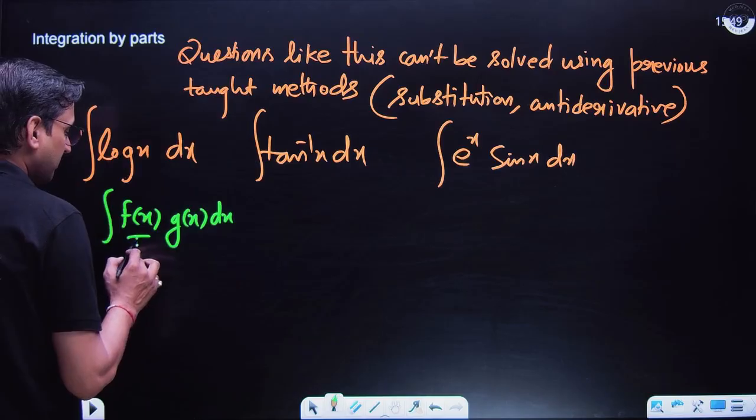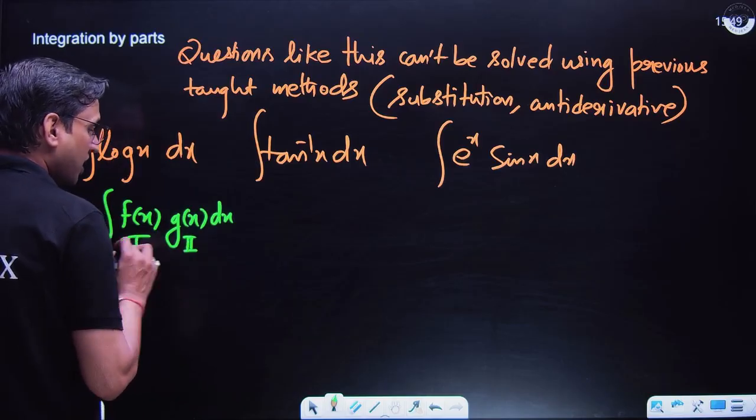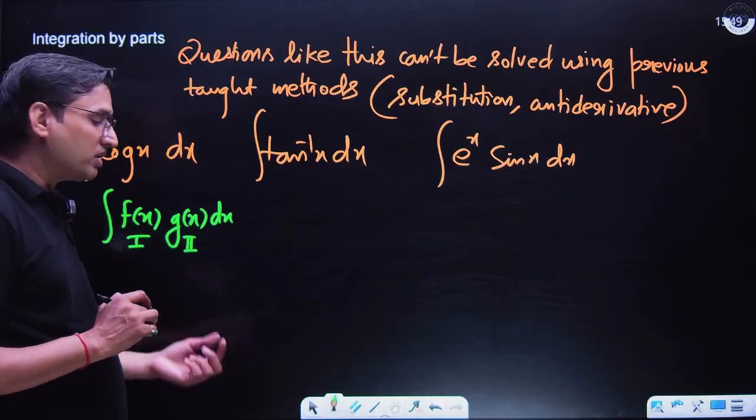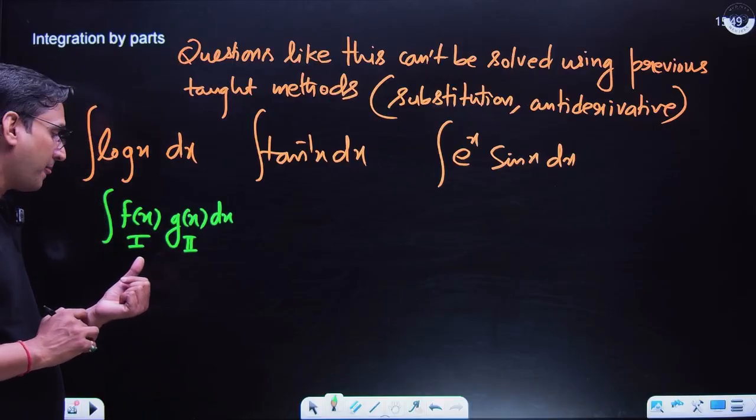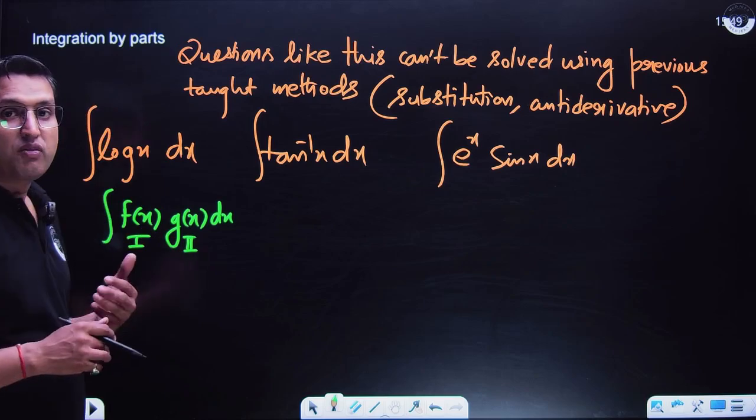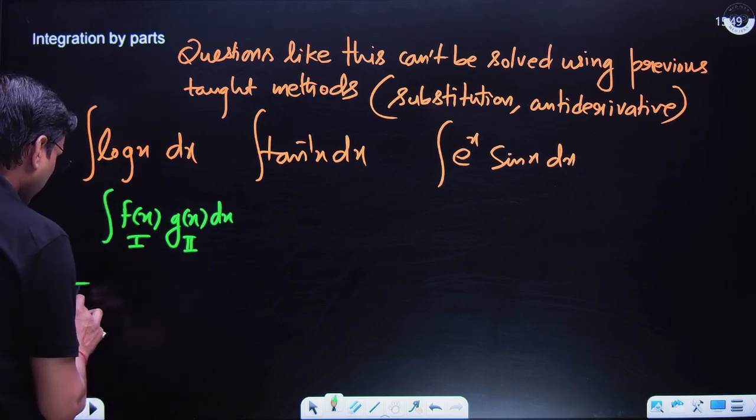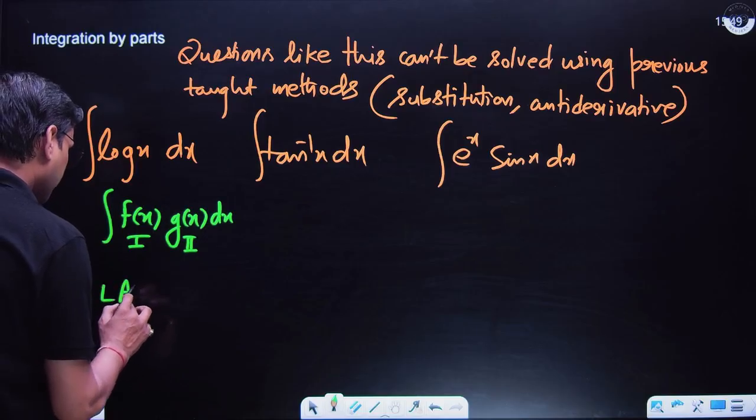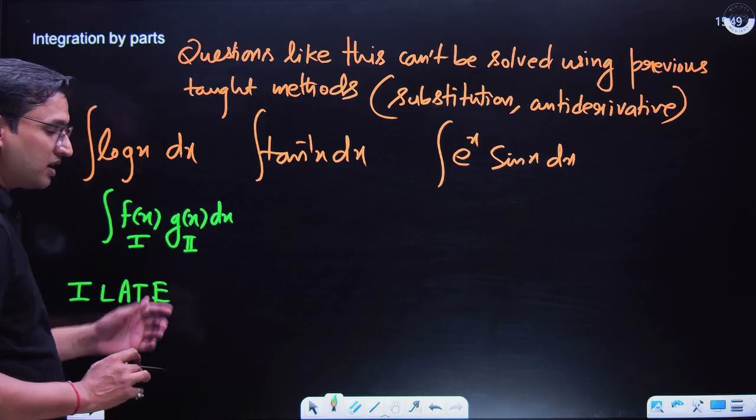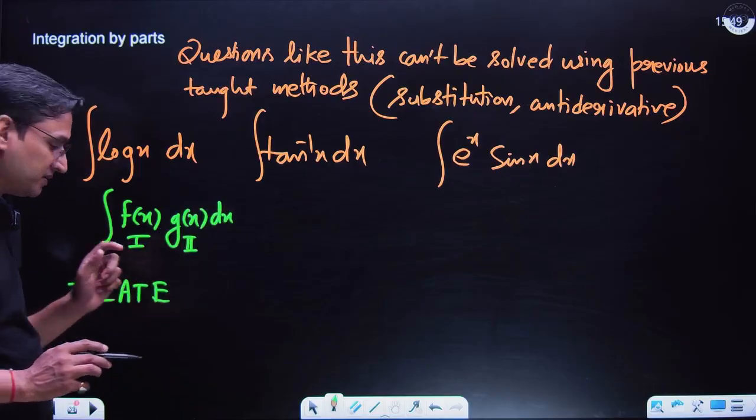Means let us take an example. This is first and this is second. How is it decided which will be integrable and which will be differentiable? By the priority of ILATE. There is a rule of ILATE. What is the rule of ILATE? I'll let you know, then I'll derive how we are getting this method.